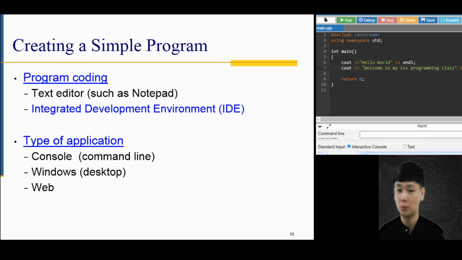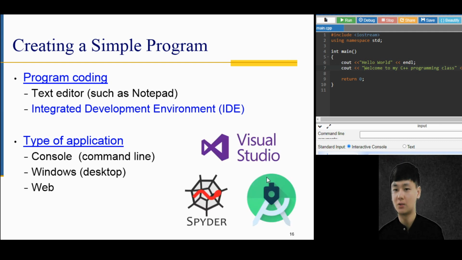So there are two ways to write a program. The first one is through a text editor, such as Notepad. The second one is the IDE. IDE stands for Integrated Development Environment. It is a software package that provides an editor, compiler, and other programming tools, such as Visual Studio, Android Studio, Spyder, and a lot more. In this course, we are going to use Microsoft Visual Studio with the C++ environment.